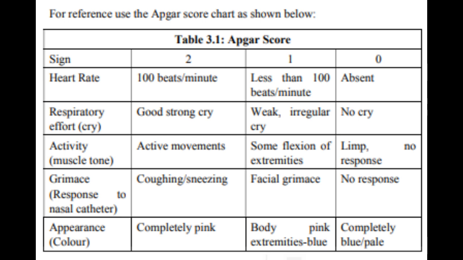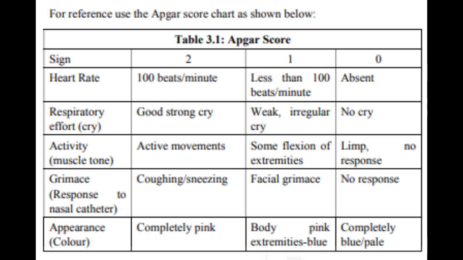Activity 1. Write the APGAR score in the space provided. Situation 1. Baby of Savita is born and appears pink, heartbeat is 80 beats per minute, had a weak cry, sneezed when the catheter was touched to the nose, and was flexing the extremities to some extent. APGAR score is. Situation 2.